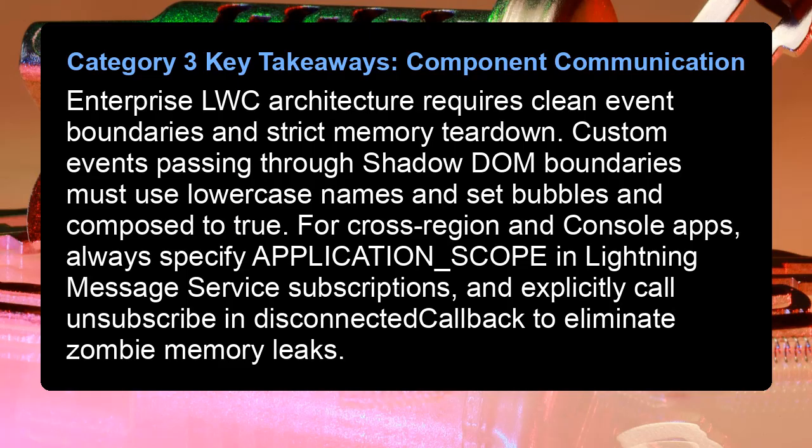Category 3 Key Takeaways. Component communication. Enterprise LWC architecture requires clean event boundaries and strict memory teardown. Custom events passing through shadow DOM boundaries must use lowercase names and set bubbles and composed to true. For cross-region and console apps, always specify application scope in Lightning Message Service subscriptions and explicitly call unsubscribe in disconnectedCallback to eliminate zombie memory leaks.